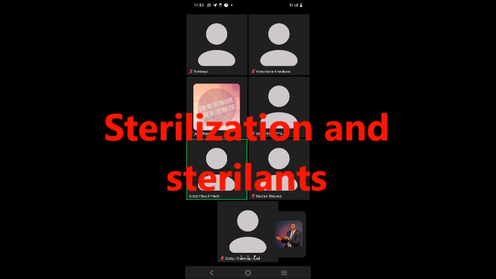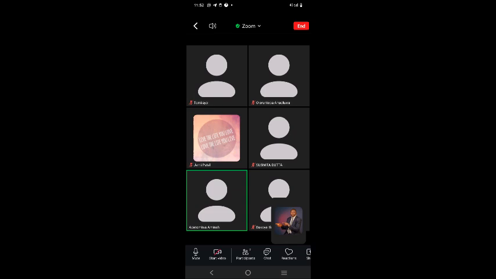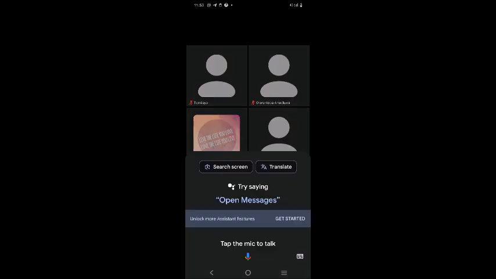Then we also have filtration. This filtration, we have a membrane filtration, that is using filters that have pore sizes that are in microns. These are very tiny, to retain bacteria as well as other larger microorganisms from the liquid or gas.